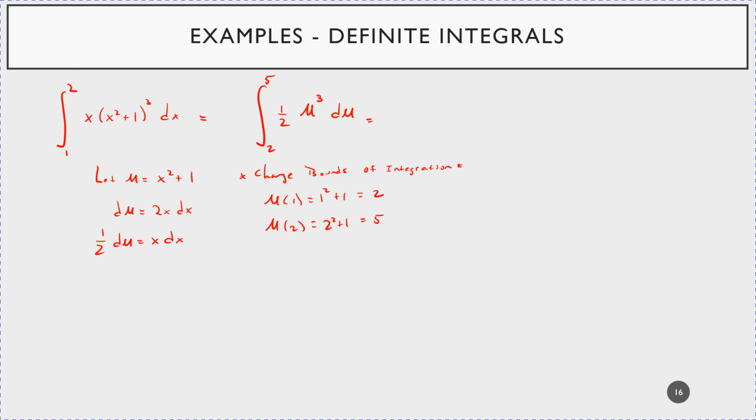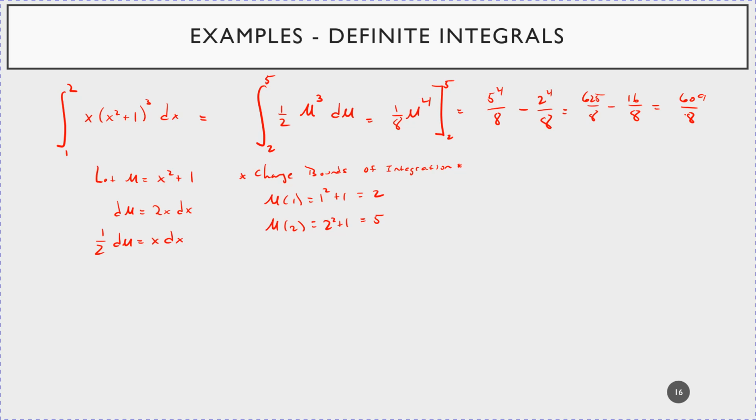Well, u cubed integrates as u to the 4th over 4, and the 4 in the denominator times 1/2 integrates as 1/8 u to the 4th power. So once you get it here, this is just u to the 4th power. So this is 5 to the 4th power over 8 minus 2 to the 4th power over 8. Well, 5 to the 4th power is 625 over 8. 2 to the 4th power, 2, 4, 8, is 16 over 8. And then 625 minus 16 gets you 609 over 8.